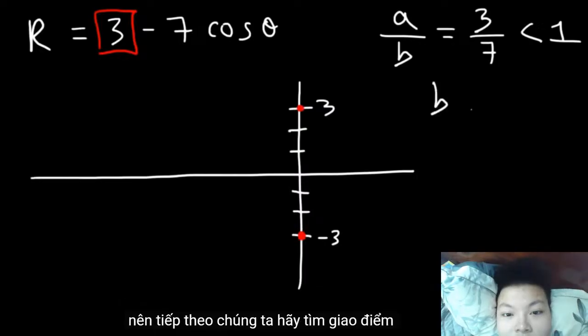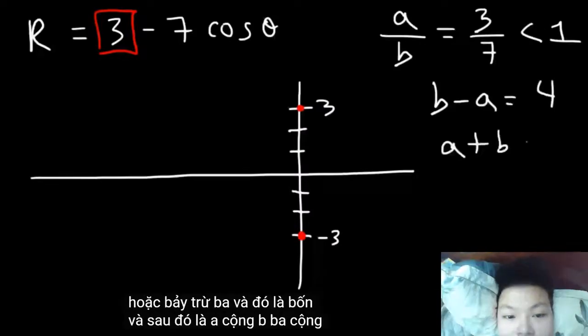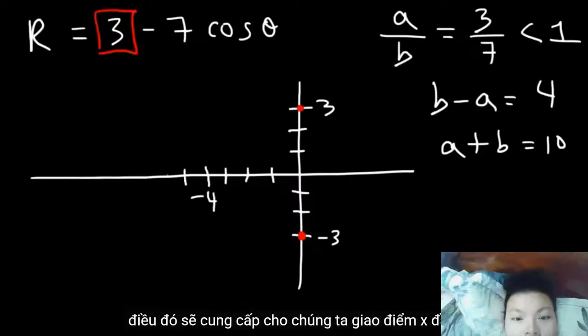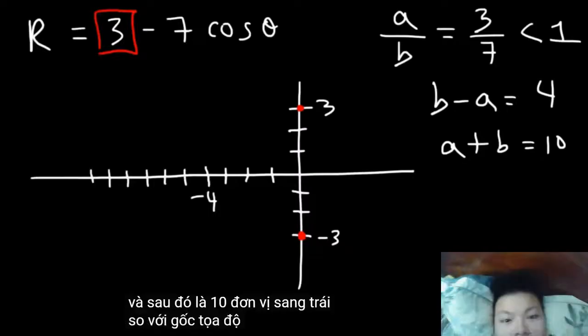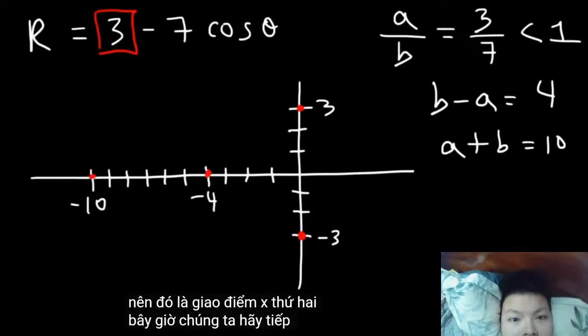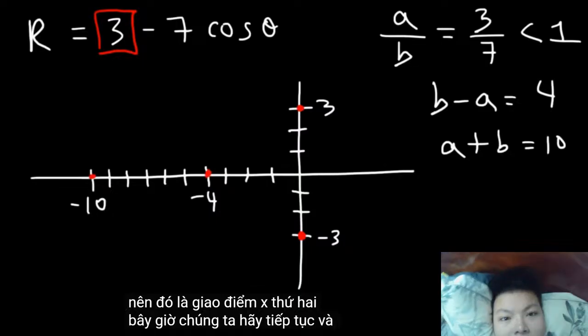So next, let's find the first x-intercept. We need to travel 4 units to the left. That's going to give us the first x-intercept. And then 10 units to the left relative to the origin. So that's the second x-intercept. Now let's go ahead and graph it.